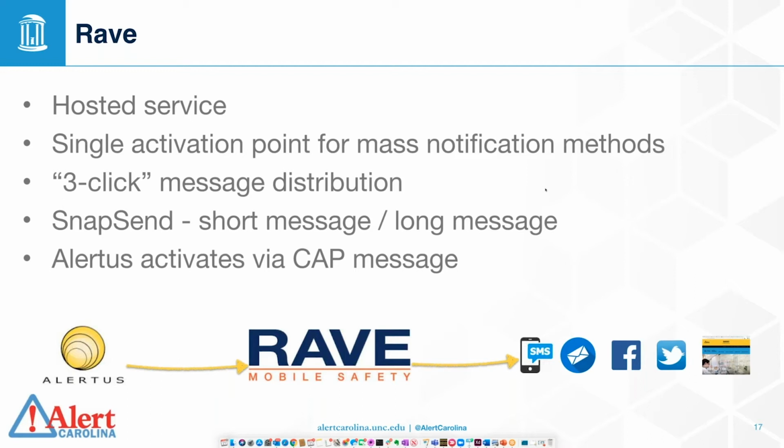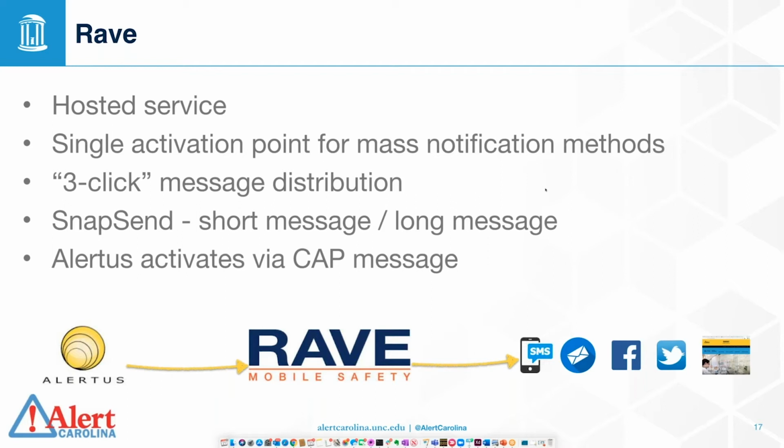Rave is hosted in the cloud, so it's not dependent on on-campus infrastructure in the event that we had some major event that took out our various IT services on campus. And because all of the content is predefined and predetermined, it really truly is a 3-click launch for those scenarios in the event that we had to manually activate it due to an upstream system failure.